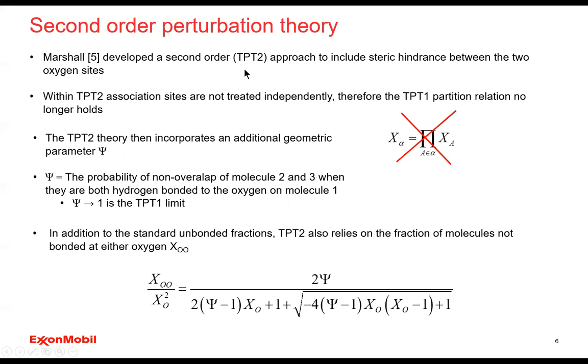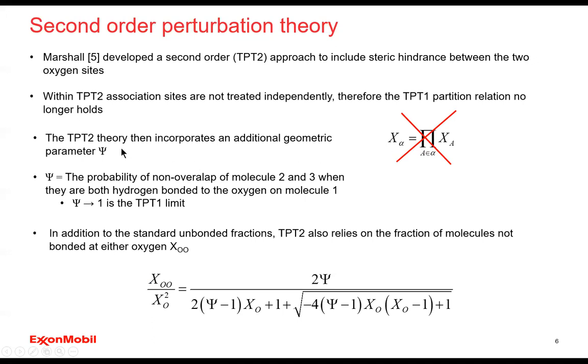But with the second order term, if you just allow for 2 sites on a molecule to interact with each other in a second order way, you can still obtain that general solution. So in our alcohol solution, we pick those 2 sites as the 2 oxygen sites on the ethanol, where we allow those sites to sterically hinder each other. Within TPT2 then, this partitioning relation no longer holds.